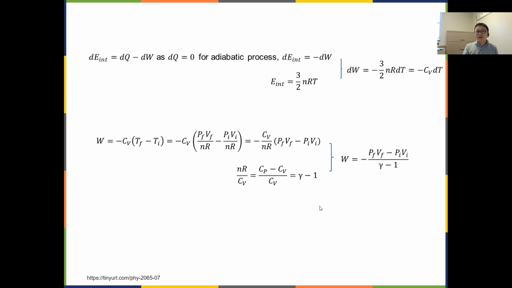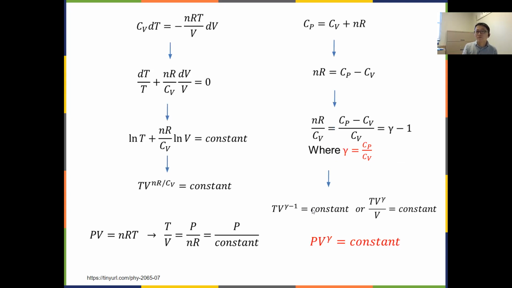For monatomic gas, Cp will be 5 halves of nR, Cv will be 3 halves of nR, so gamma will be equal to 5 over 3. So gamma is 5 over 3 for monatomic gas. For diatomic gas, because Cv is 5 halves of nR and Cp is 7 halves of nR, gamma will be equal to 7 over 5, okay?